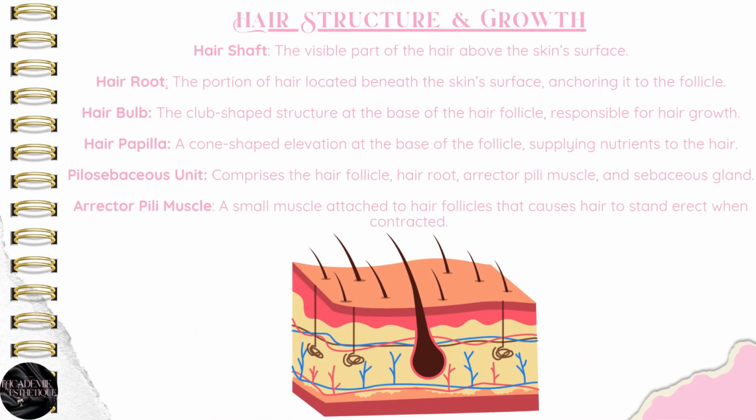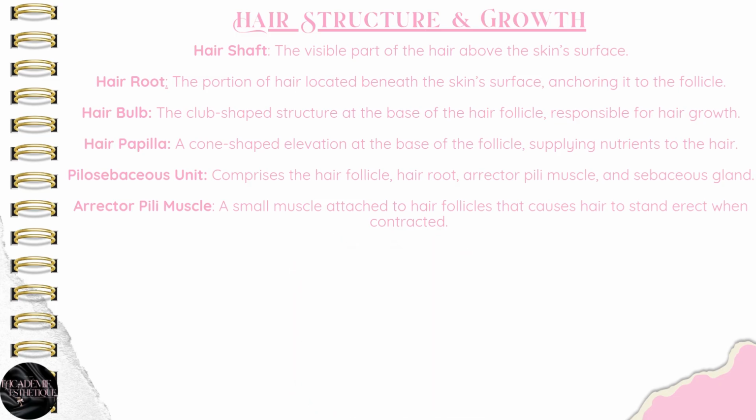Hair structure and growth. Hair shaft, the visible part of the hair above the skin surface. Hair root, the portion of hair located beneath the skin surface, anchoring it to the follicle. Hair bulb, the club-shaped structure at the base of the hair follicle, responsible for hair growth.